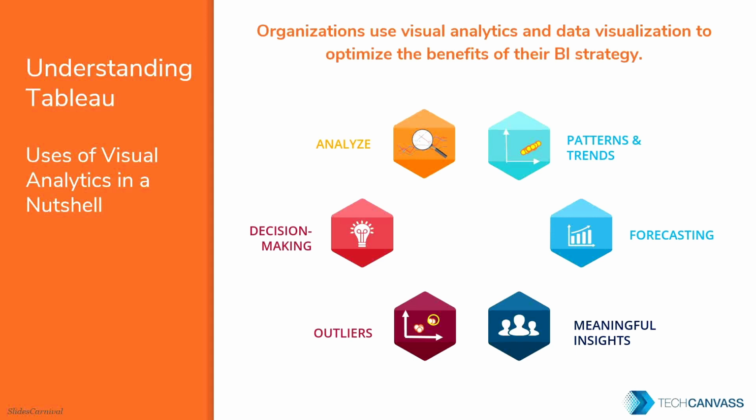So organizations are using visual analytics and data visualization together to optimize the benefits of their BI strategy. So basically analyze to show different data points, the root cause, key indicators, or answering what, why, how, and what if questions. Decision making helps understand massive amounts of data quickly and correctly to make accurate decisions faster. Outliers explore unexpected insights and they help you find outliers in your data.